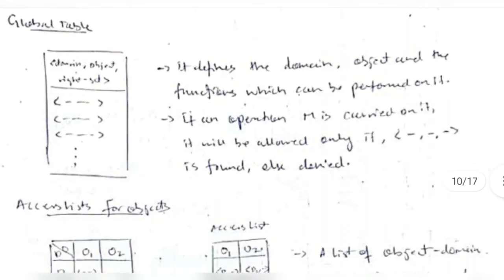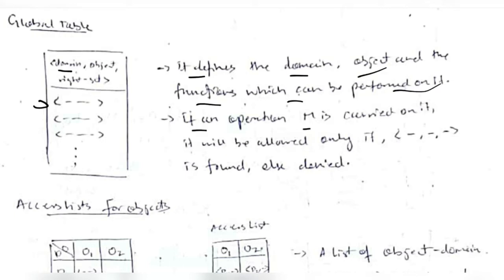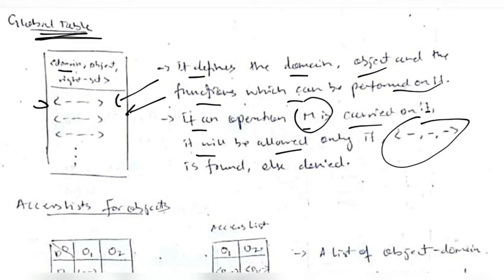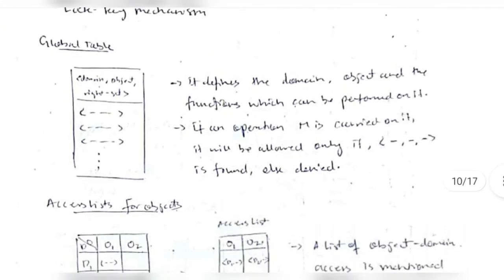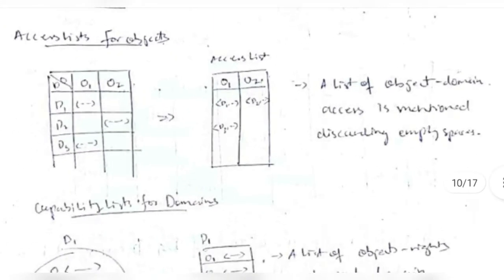In the global table, we'll have the list of all the objects, the functions, and the domain which each belongs to. So it defines the domain, object, and the functions which can be performed on it. If an operation M is carried out on an object, it will be allowed only if it is found here. If that object is found here, meaning it's registered in the global table, then only can the operation M be carried out, else it will not be allowed. So that's the global table, and the second one is the access list for the objects.